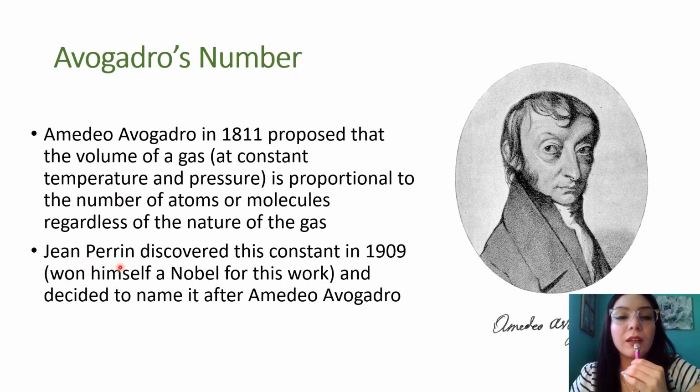And then later on, another scientist named John Perrin, who won a Nobel Prize for this work, actually discovered this constant, which was Avogadro's number, and then he decided to name it after Avogadro since he had done so much work for it.